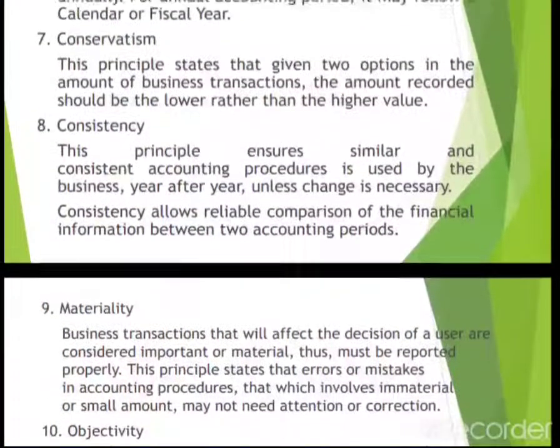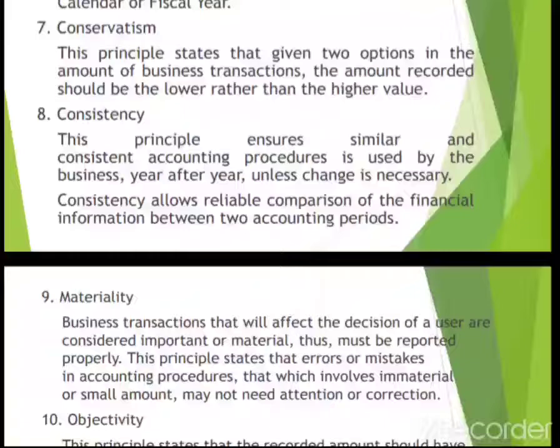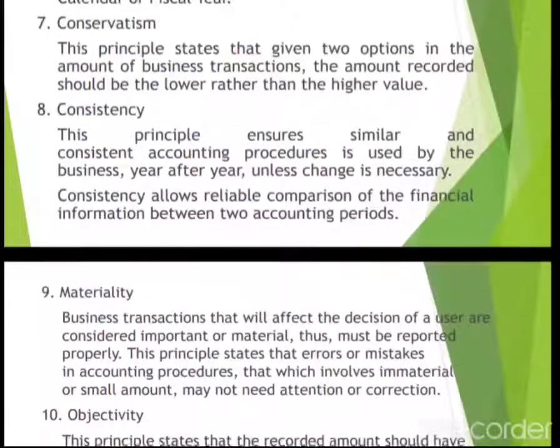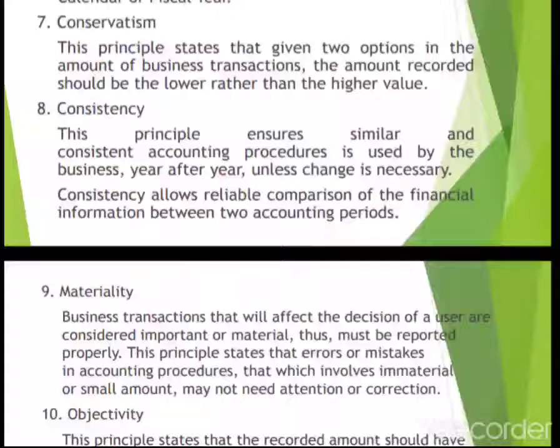Now we will see the 4 principles of accounting. So the 4 principles are conservatism, consistency, materiality and objectivity. The first one we will see, the conservatism principle, states that given 2 options in the amount of a business transaction, the amount recorded should be the lower rather than the higher value. Like we have to enter the lower value rather than going for the higher value.